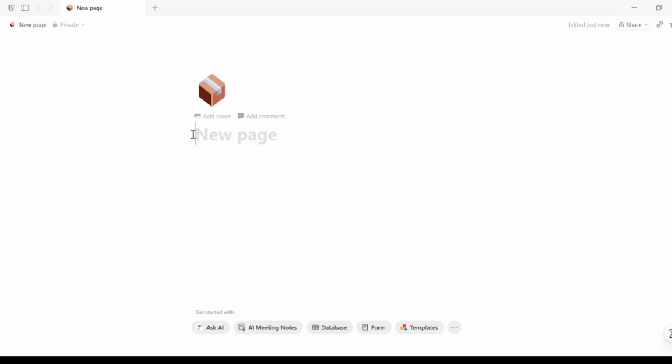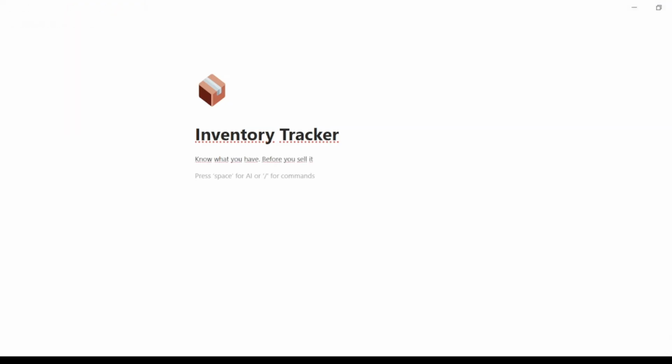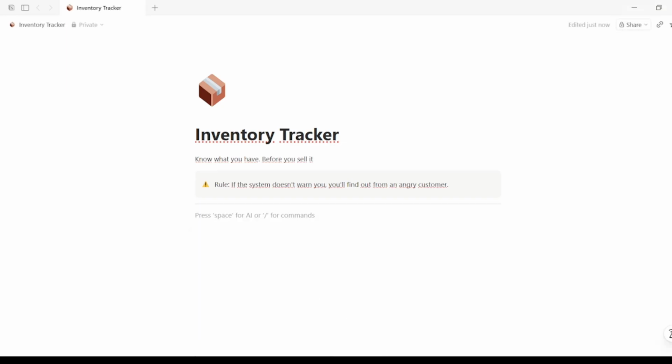New page, inventory tracker, box icon, and the rule that Marcus learned the expensive way. If the system doesn't warn you, you'll find out from an angry customer. A spreadsheet doesn't warn you. It waits for you to check it, and you never check it because you're busy running the business. This one talks first. It's one database.